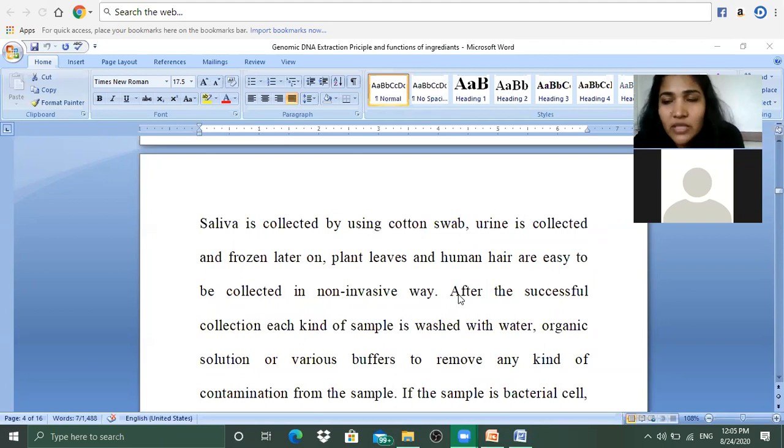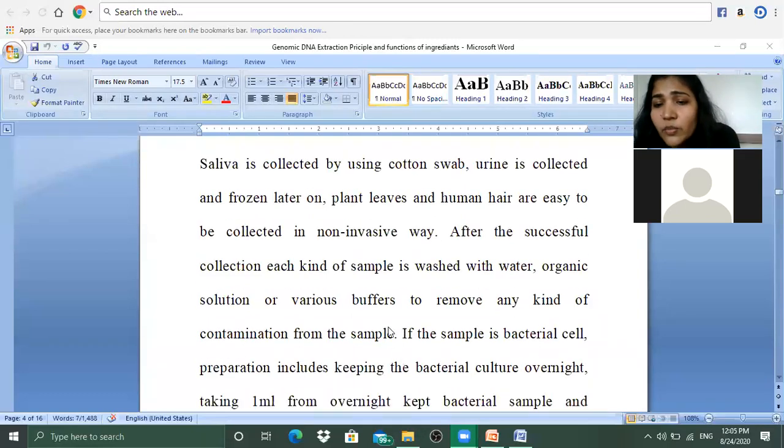Same way, since we are talking about collection of DNA through saliva using cotton swabs. Urine is also collected and frozen for later. Plant leaves and human hair are easy to collect in a non-invasive way. After the successful collection of each kind of sample, it is washed with water, an organic solution, or various buffers to remove any kind of contamination from the sample.